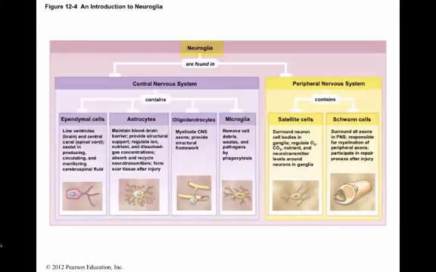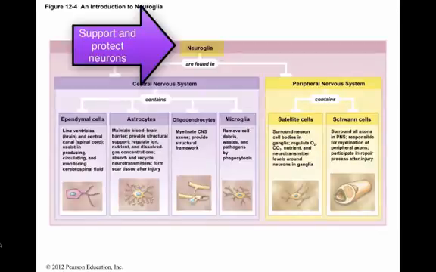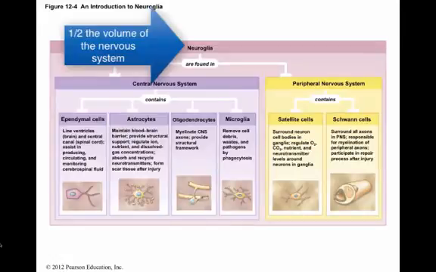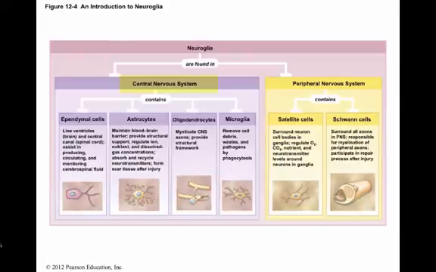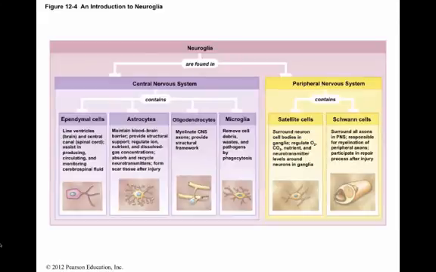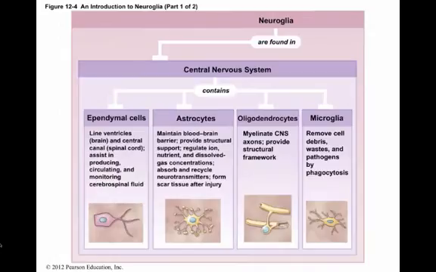Neuroglia are the cells in neural tissue that support and protect neurons. Neuroglia are abundant and diverse, and they account for roughly half of the volume of the nervous system. The central nervous system contains a greater variety of neuroglial cell types than the peripheral nervous system. We have only a limited understanding of the functions of these cells. The central nervous system has 4 types of neuroglia: ependymal cells, astrocytes, oligodendrocytes, and microglia. The peripheral nervous system has 2 types of neuroglia: satellite cells and Schwann cells.